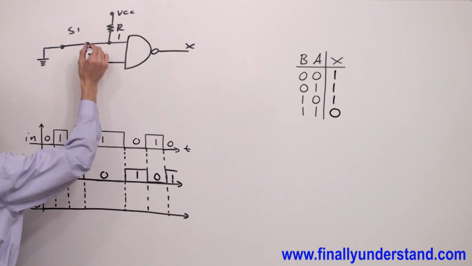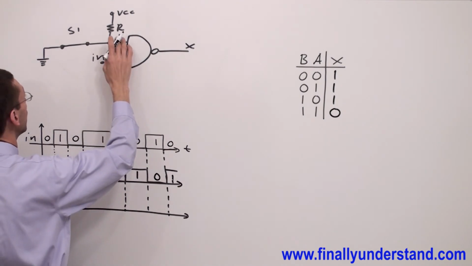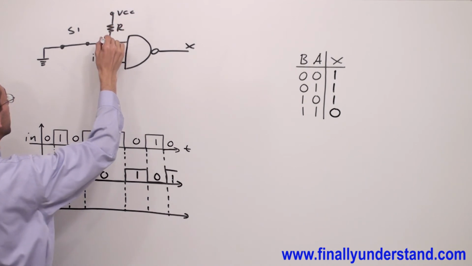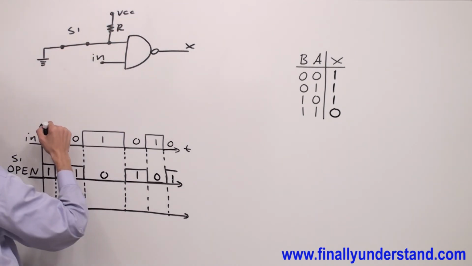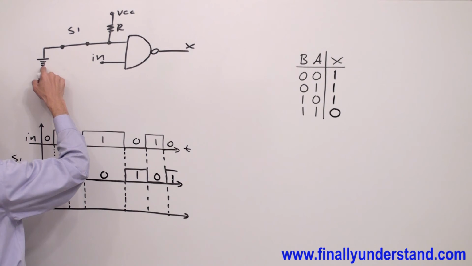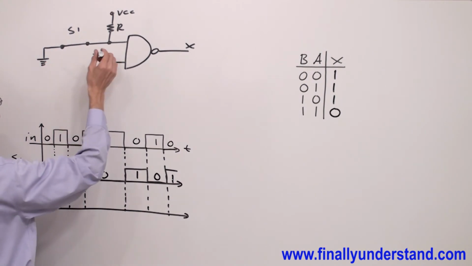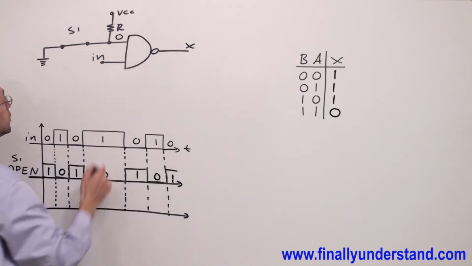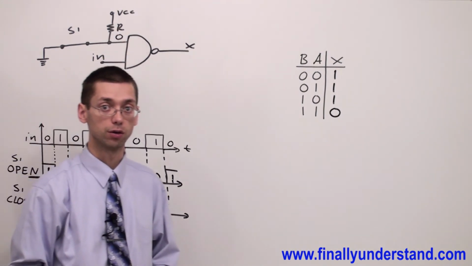When the switch is going to be closed, the current is going to go directly to the ground. And keep in mind that ground has a potential of 0 volts. That's why I'm going to have over here always logic 0.